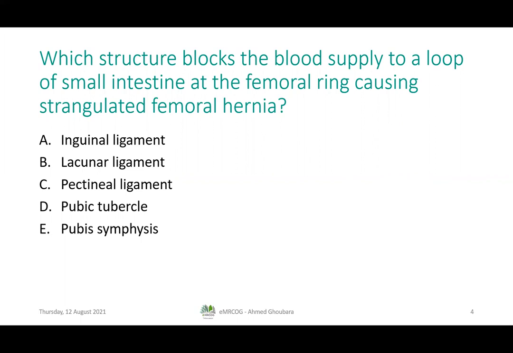Which structure blocks the blood supply to a lobe of small intestine at the femoral ring, causing strangulated femoral hernia? So we're talking about the femoral hernia, okay? What kind of structure would block the blood supply? Inguinal ligament? No, think again. Try again, please. Quickly, guys. No, it's the lacunar ligament. So it's B. Okay, next question.